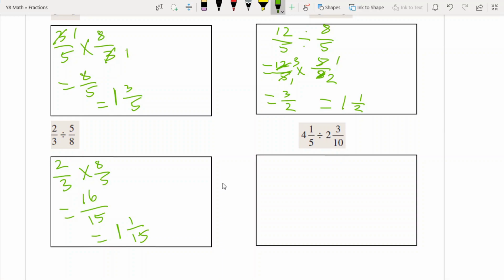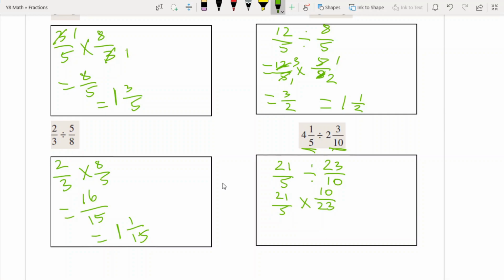Two mixed numbers here again. Convert them to improper fractions. 4 times 5 gives us 20, plus 1 is 21 over 5, divided by 2 times 10 is 20, plus 3 is 23 over 10. Now we need to flip the second one, that gives us 10 over 23.